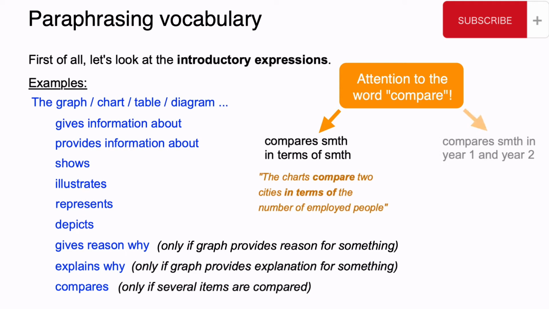Or you can say, compare something in year 1 and year 2. For example, the graph compares the population in 2000 and 2013.